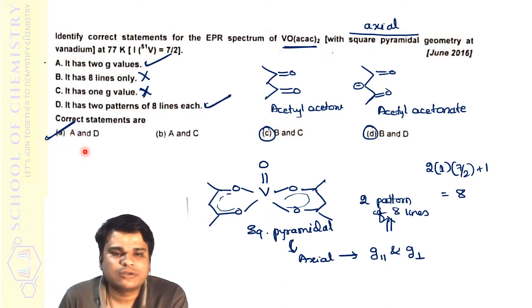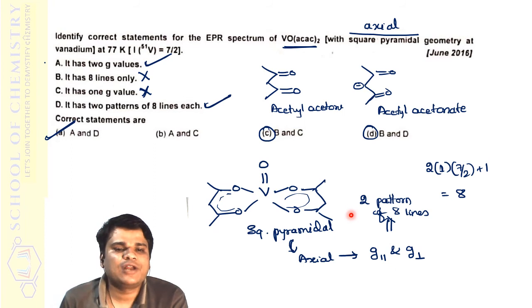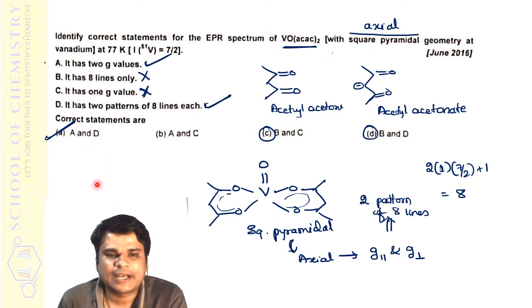But it is not necessary, because if you are very sure that an axial spectrum appears, with g parallel and g perpendicular, even knowing just this, a careful analysis of the situation will tell you that option A itself should be the correct answer for this question.